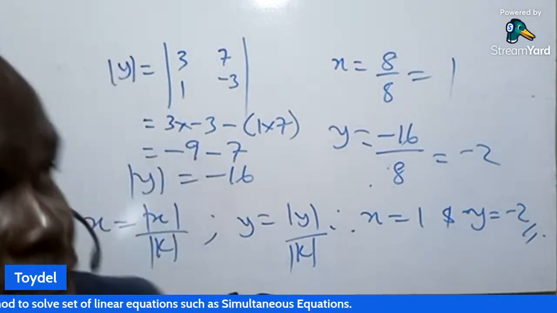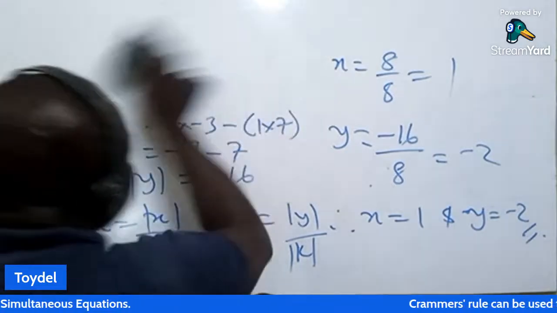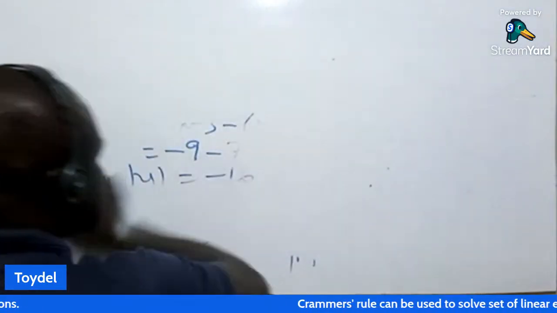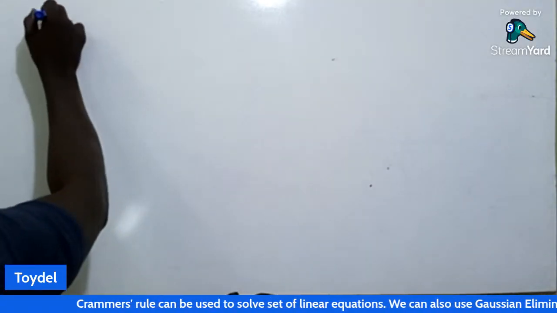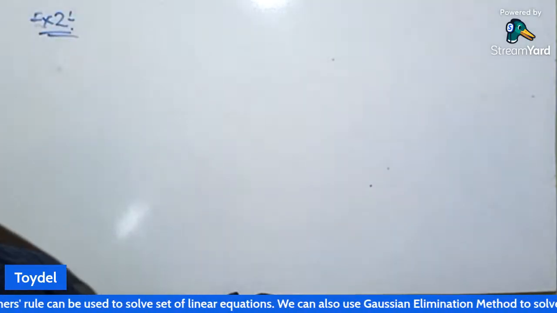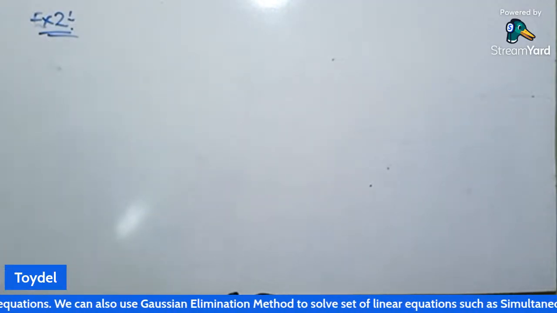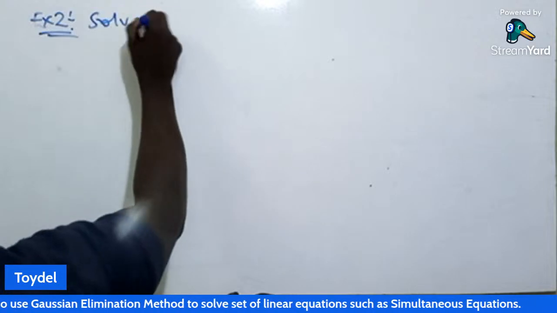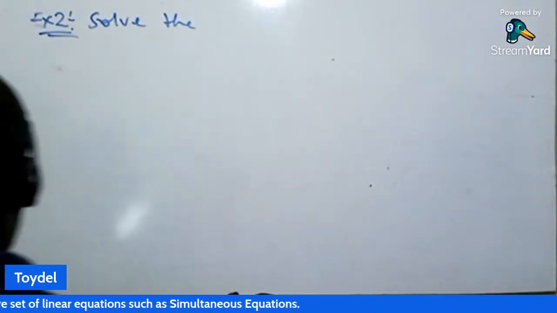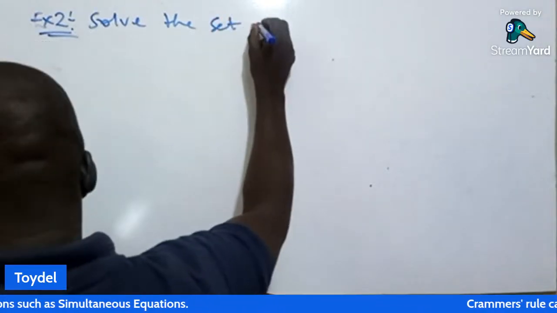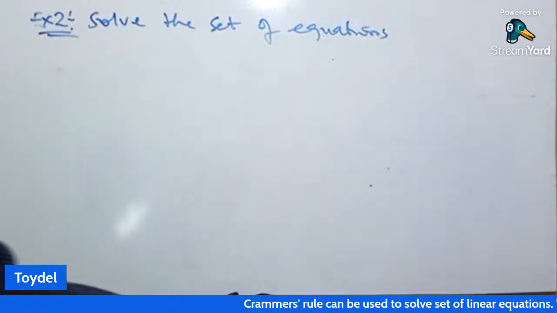But in example 1, it's two equations and two variables. So I'm going to introduce another example where we have 3 equations with 3 variables. So how do we use Cramer's rule to solve that? Example 2. Let's see a situation whereby we have 3 equations with 3 variables. In this case, the question says solve the set of equations.